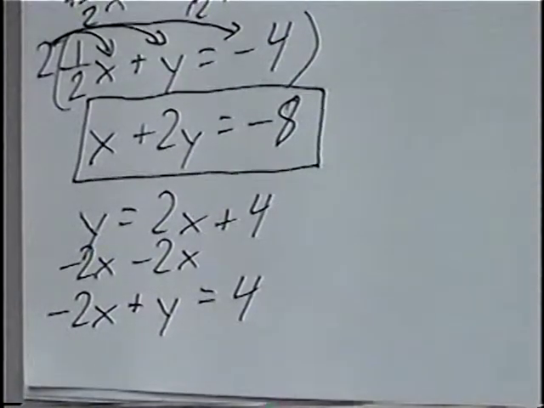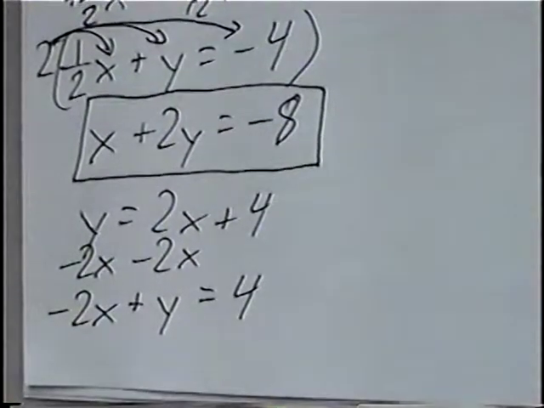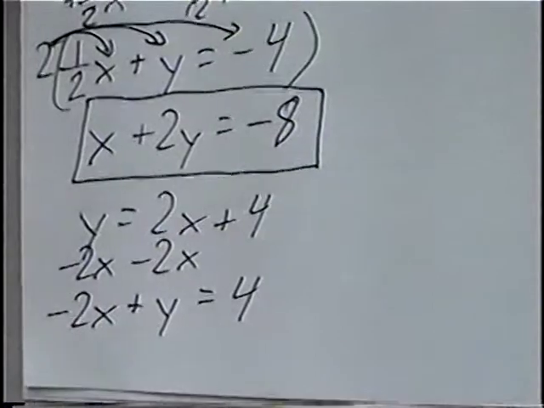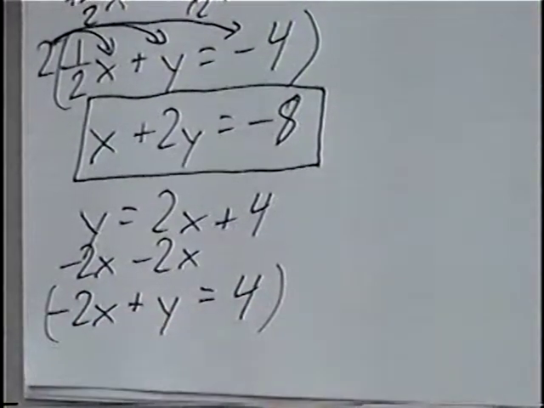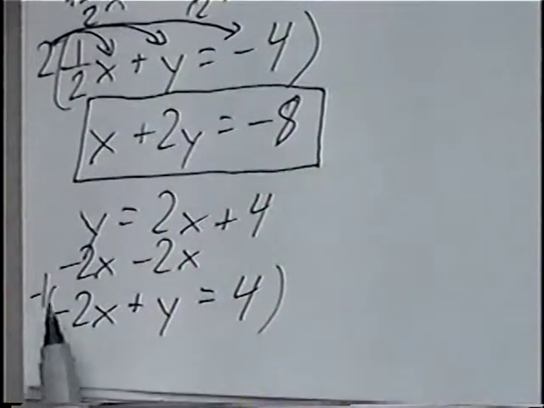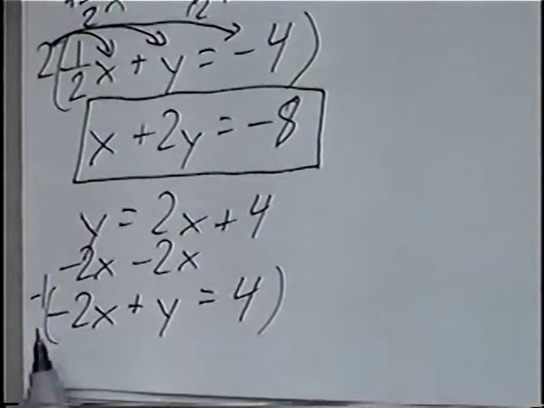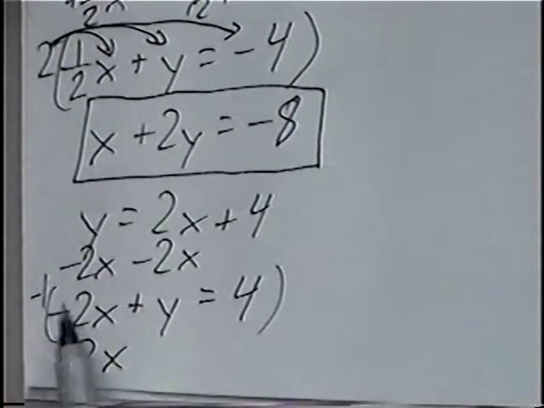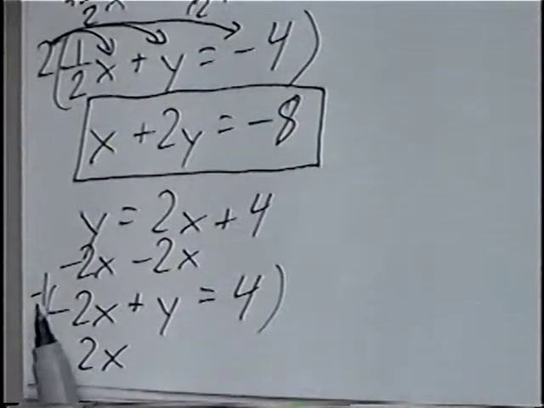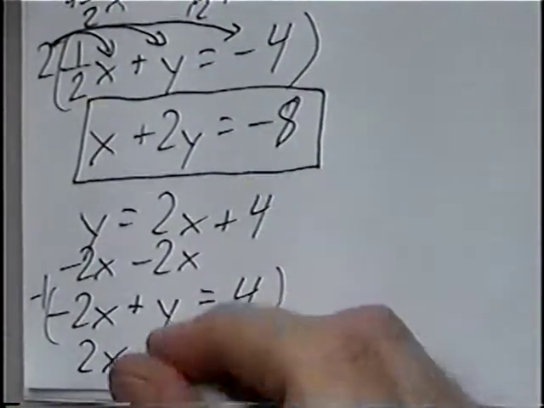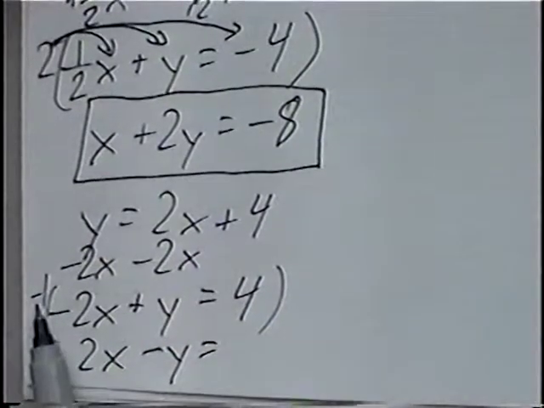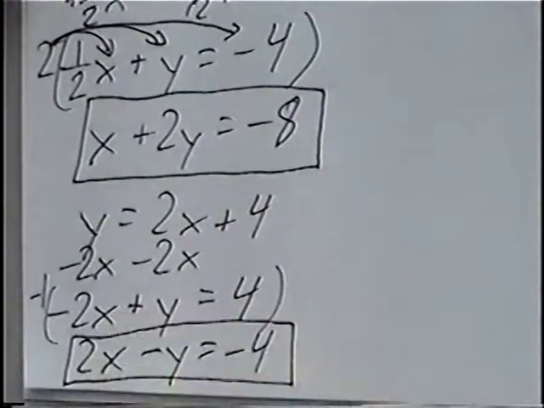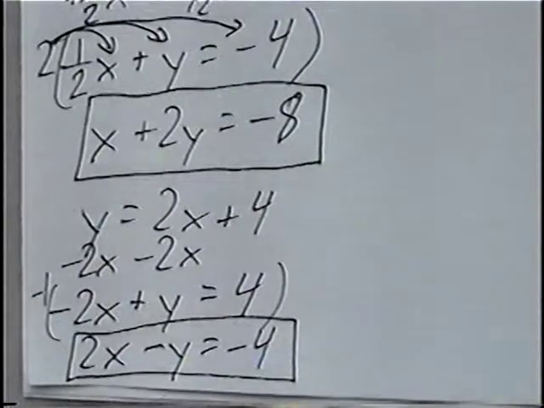Checking the definitions for standard form, a, b, and c are all integers. The third definition, a has to be positive, the number in front of x. If it's a negative number, like negative 2, we can multiply by negative 1 to change that to a positive 2. Negative 1 times negative 2 will be positive 2x. And again, we'll multiply negative 1 by each of the terms. Negative 1 times a positive y would be negative y. And negative 1 times 4 would be negative 4. So the final equation, 2x minus y equals negative 4.